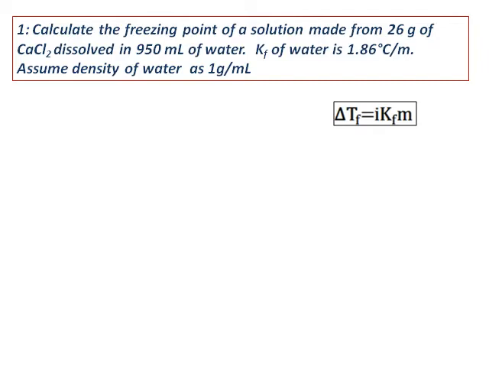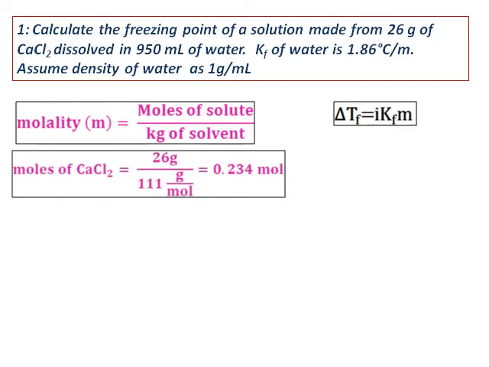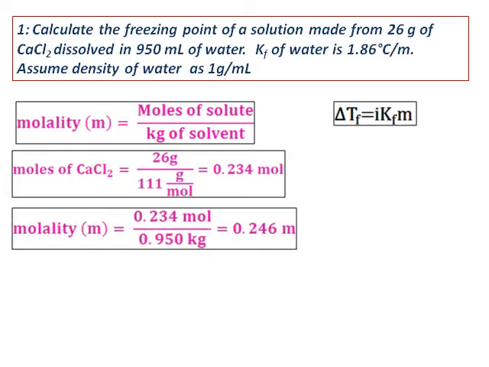So in order to calculate delta TF, we need to calculate the molality m. The definition of molality is moles of solute per kilogram of solvent, and moles of calcium chloride can be calculated from the mass given and the molar mass. Then as the density of water is given as 1, the volume of water and mass of water are the same, and hence molality becomes equal to 0.246 molal.